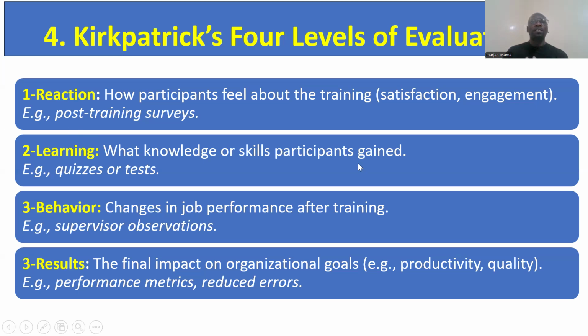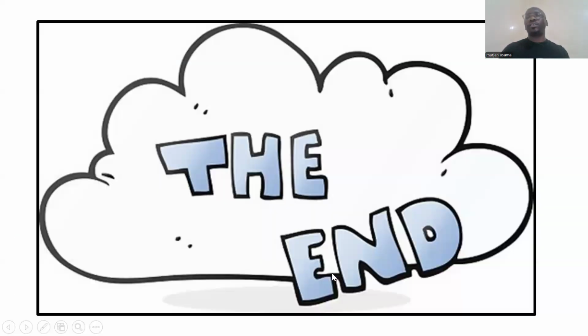What knowledge or skill did participants gain? The learning, you can give them a test. After the training, you give them a test. If they score good marks, then it means, mashallah, there was a transfer of knowledge. Then the behavior, changes in job performance after training. The supervisor can observe and give the evaluation. Then the results. This is the final impact on organizational goals. And we can know it through performance metrics or reduced errors.